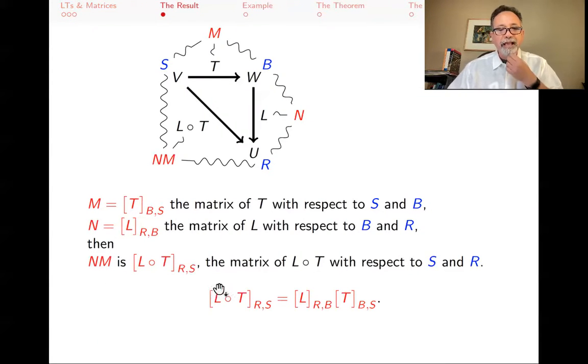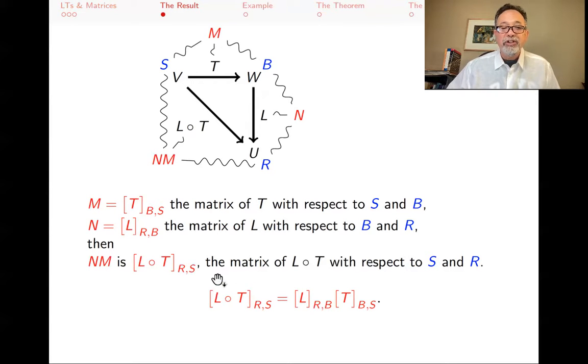So before looking at an example, let's write this out. That means that L circle T with respect to S and R is L with respect to B and R times T with respect to S and B. And in fact, this is a nice looking function.